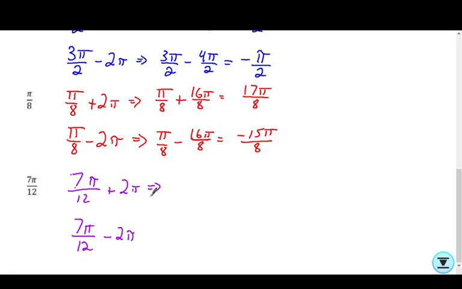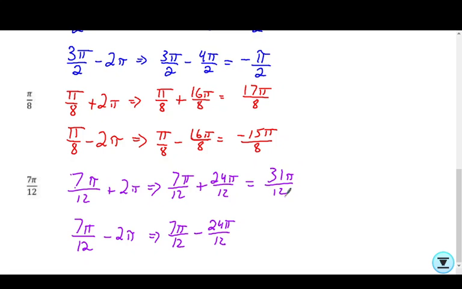And same thing again, getting common denominators. So 7 pi, my common denominator is 12. So we're adding 24 pi over 12. And we're taking 7 pi over 12 and subtracting 24 pi over 12. So 7 plus 24 is 31 pi over 12. And 7 minus 24 means we're missing 17 pi's. And that's it. The hardest part of what we're doing is just remembering the formula, the process, and after that it's just dealing with the fractions.